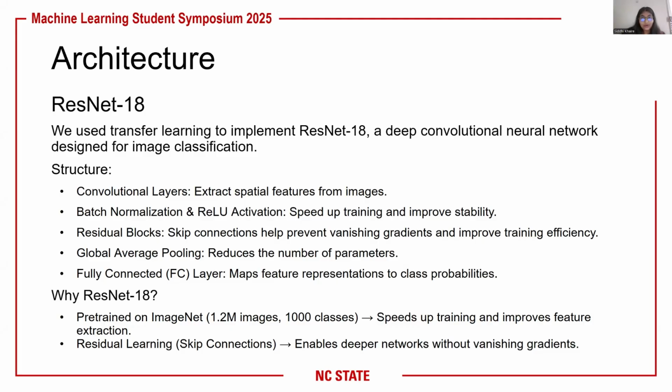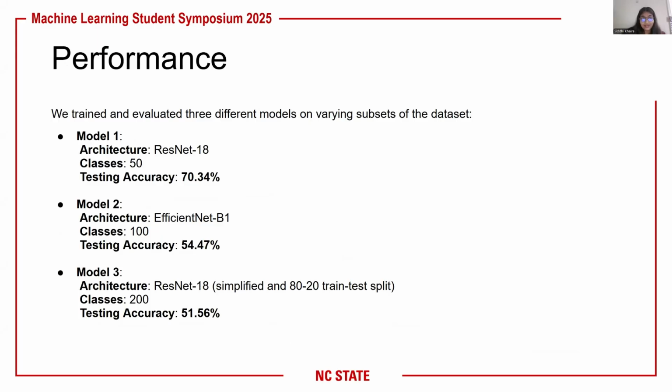And moving on, so basically we came up with three models. The first model was trained on 50 classes, and that was again a ResNet 18 model. However, for this model, we implemented a few image transformation processes, and the testing accuracy ended up being 70.34. For our second model, we took more classes, and this time we trained it on EfficientNet B1, and the testing accuracy ended up being 54.47.